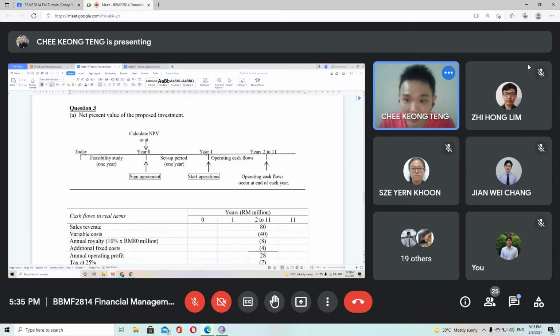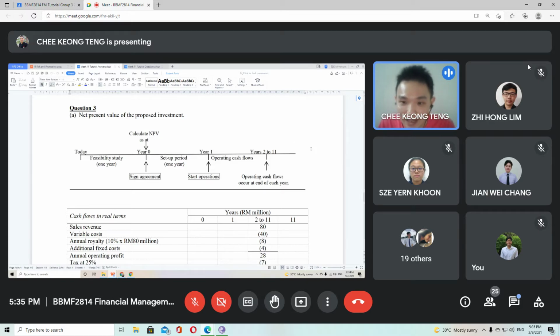then we can start to operate for 10 years. So this project will run operationally for 10 years, which means it will be from year 2 to year 11. 2, 3, 4, 5, 6, 7, 8, 9, 10, 11, that is 10 years. 2 to 11, not 9 years, 10 years. Okay, so this is the case of this question.